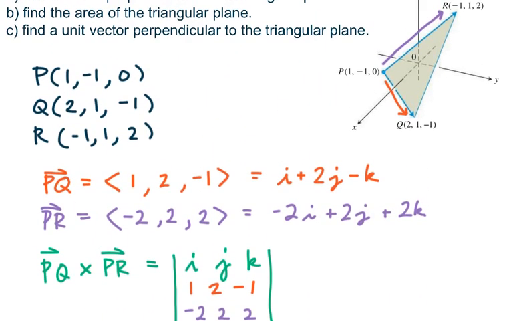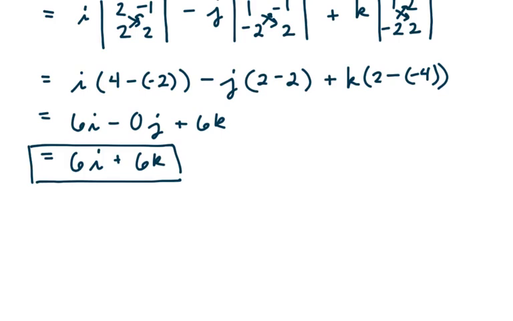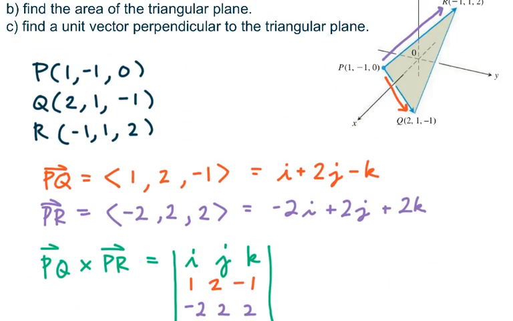Part B of our problem asks us to find the area of the triangular plane. Well, for part B, in order to find the area, that's just the magnitude of PQ cross PR. Now, that vector is going to be the magnitude of the parallelogram, right? So if we think about this, creating a parallelogram, what we know is that the magnitude of that cross product vector gives us the area of the parallelogram.